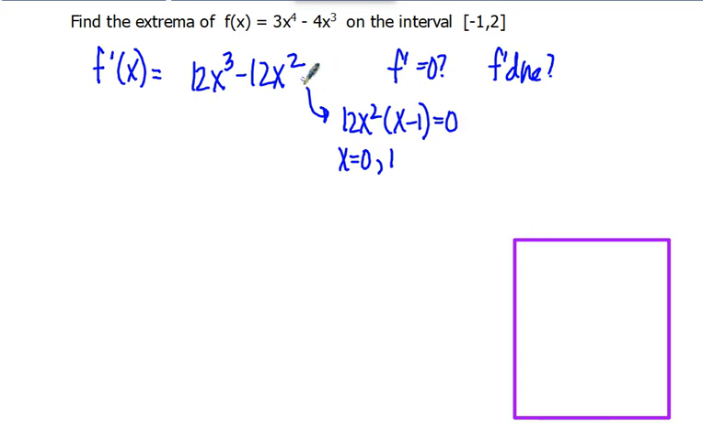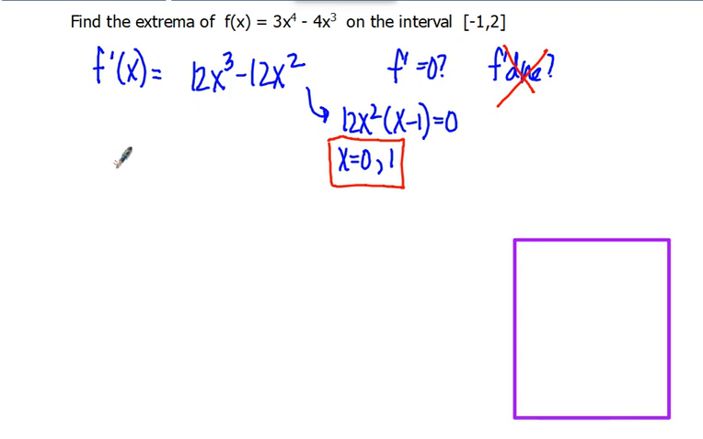The derivative is a polynomial function. x is defined at every value for this derivative. There's no fraction or anything else unusual, and so the derivative always exists. So I don't have to worry about this. These are my two critical numbers for this function.